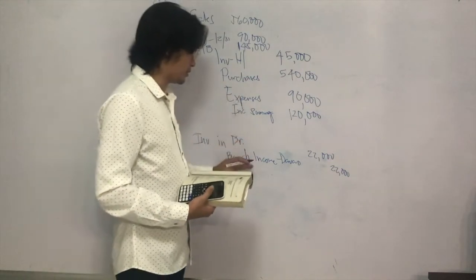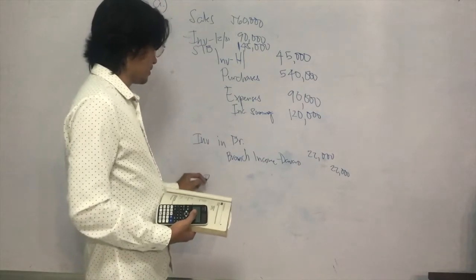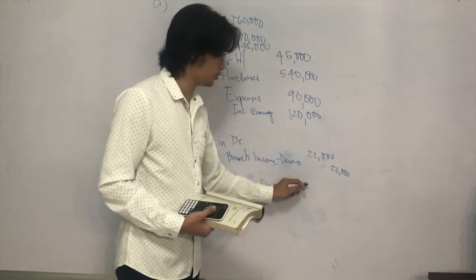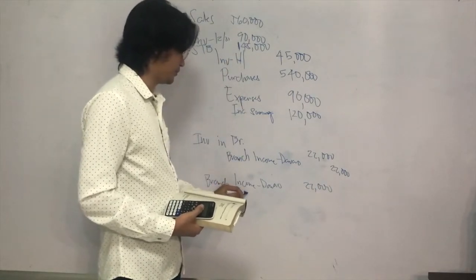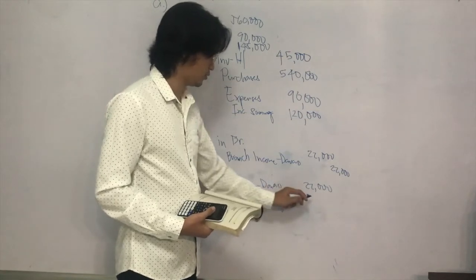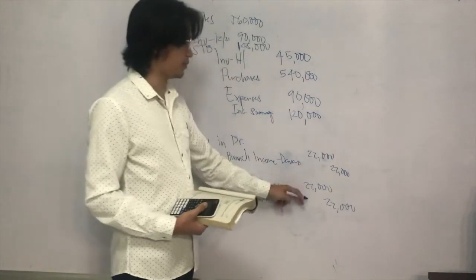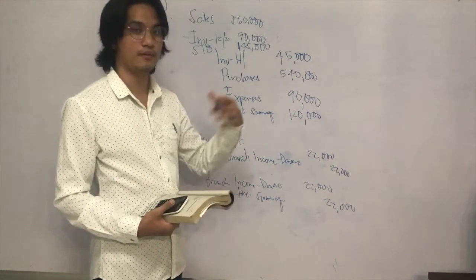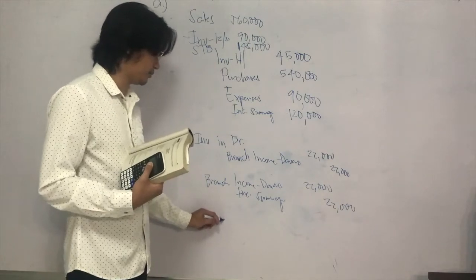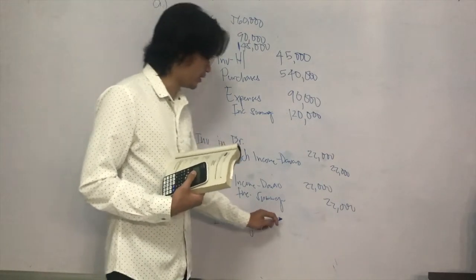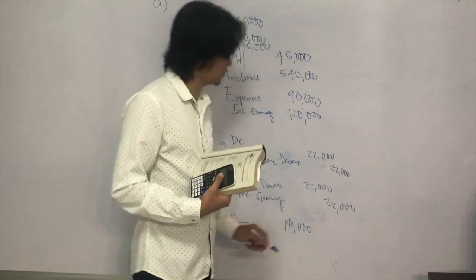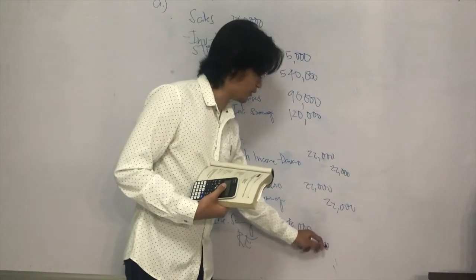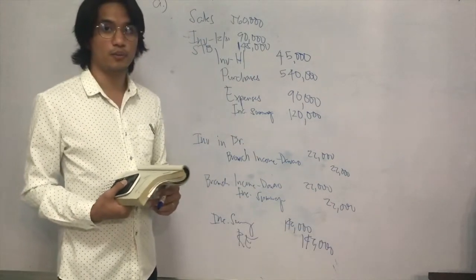Finally, we still have to close this one to income summary as well. So debit branch income Davao, 22,000, and then credit income summary, 22,000. So all in all, your income summary would have now a total of 142,000. So we close income summary, finally to retained earnings. So debit income summary, 142,000, and then credit retained earnings, 142,000. So that ends our closing entry for the books of the home office.